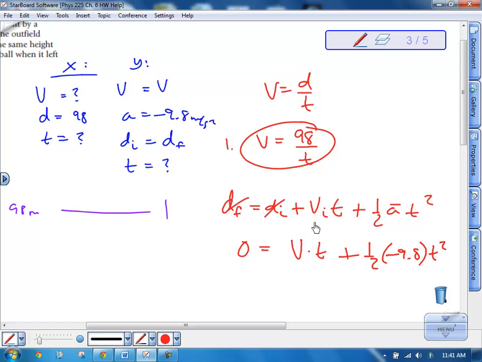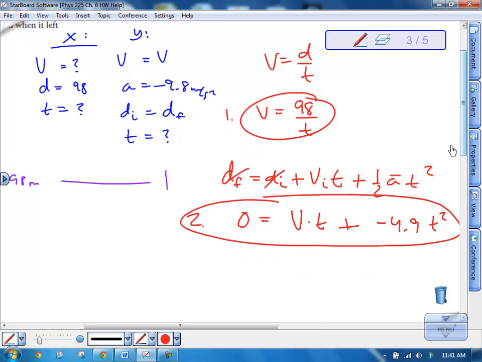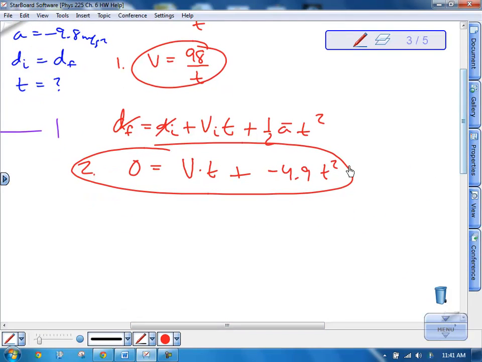Negative 9.8 goes in for acceleration. And so I have two equations now. Here's my second one. Let me simplify it. We call this negative 4.9. And there's my first one. So I have a system of equations. This is a really tough problem, but we'll substitute. We get 0 equals 98 times t over t minus 4.9 t squared. These t's cancel.